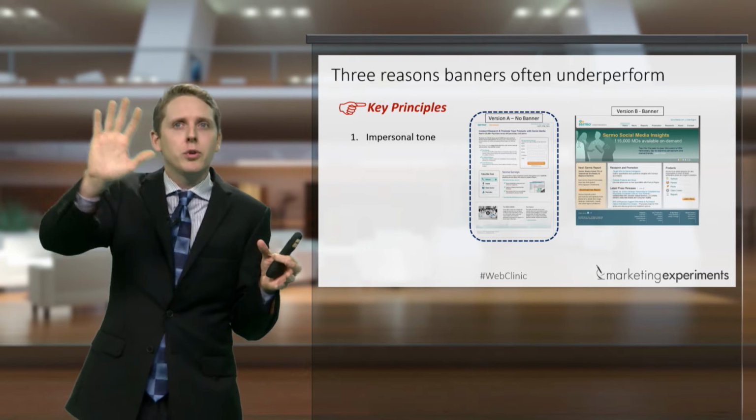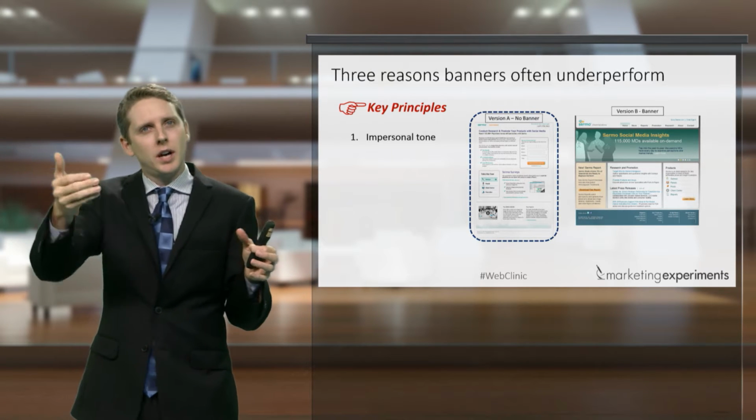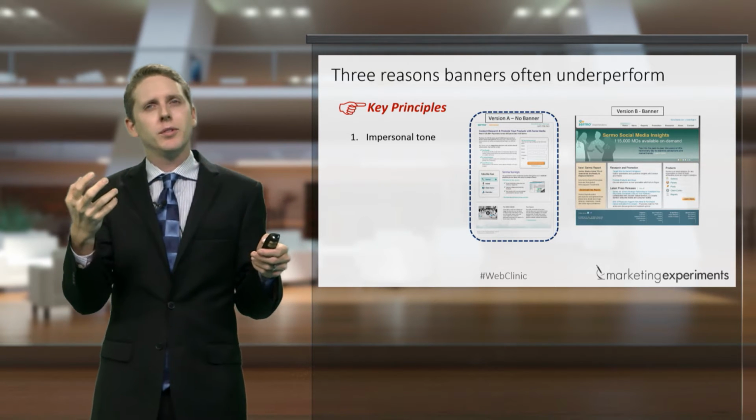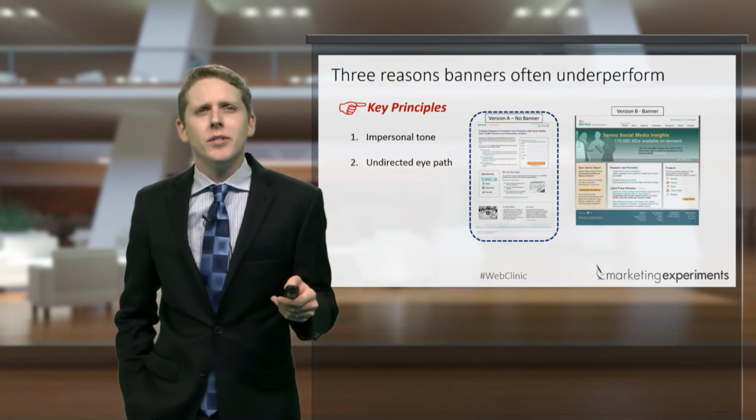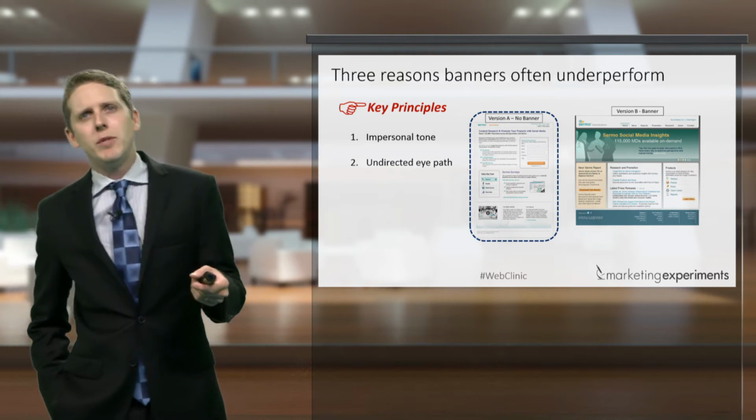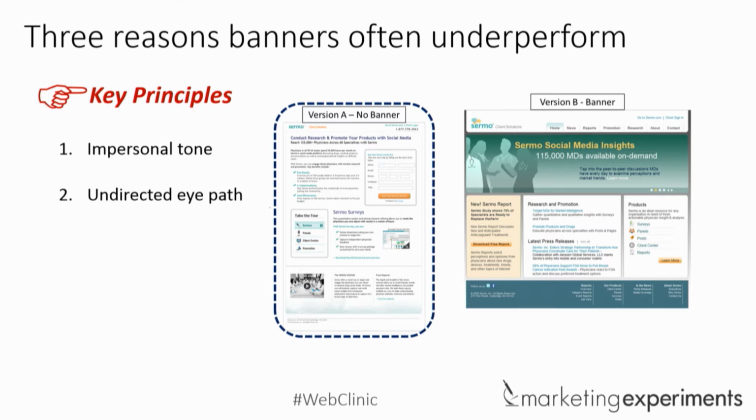I mean, it does look pretty aesthetically, but to the customer it feels impersonal. It feels mechanical, where in version A it's a little bit more conversational. The other thing is the undirected eye path. If you look at version B, where do you look? Banners, and particularly rotating banners, often disrupt that eye path and cause what we call friction here at MarketingExperiments.